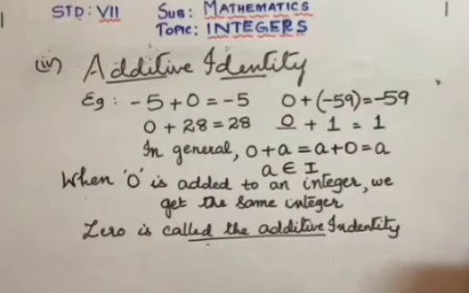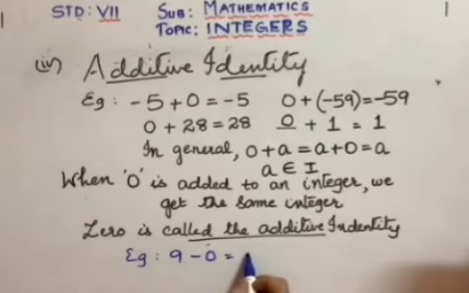You can also see if with subtraction it holds good. Let me take an example. So, let's say 9 minus 0. What is 9 minus 0, children? It's 9.